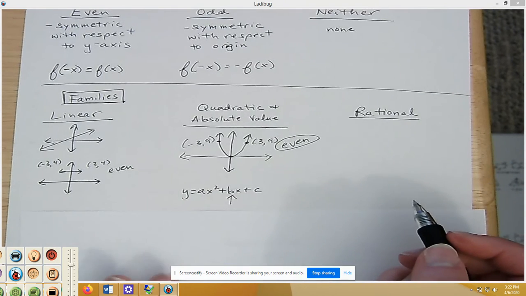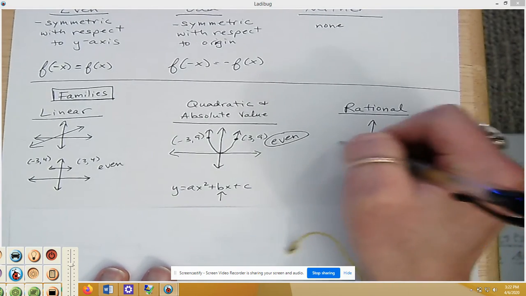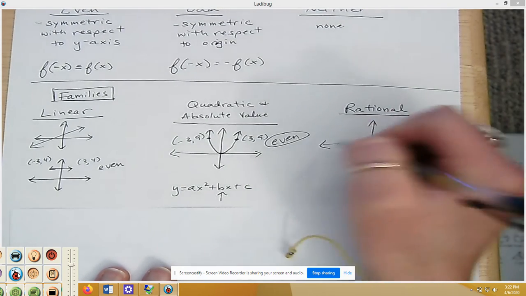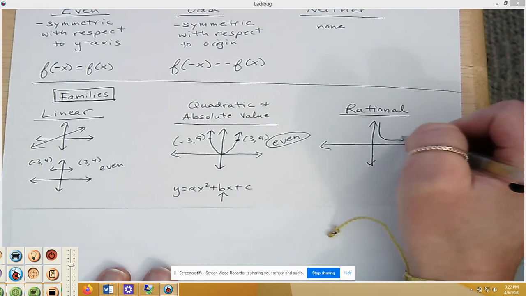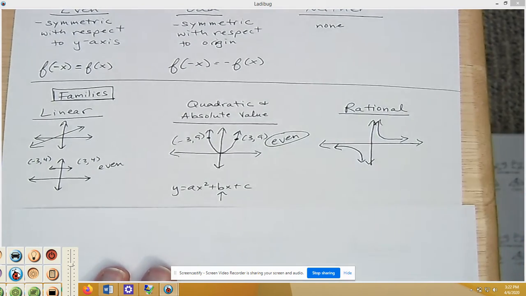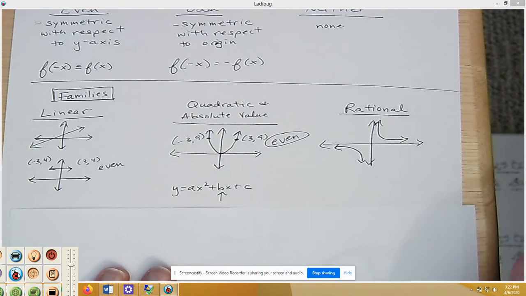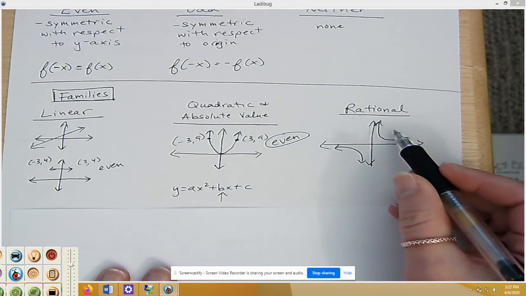Rational functions, lots of things can happen. With a rational function, the parent function y equals 1 over x will look something like this. And then that would be an odd function. If you did -1 over x, it will still be odd. It's just going to be in quadrants 2 and 4 instead of 1 and 3.